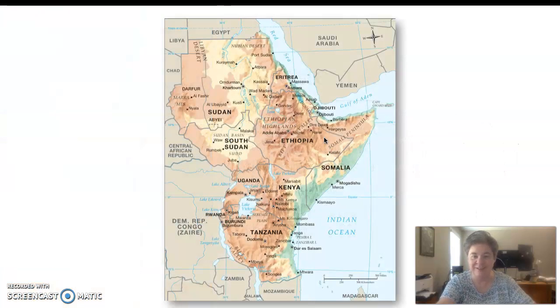Here's the map I was looking for. Oh, there's my cursor. All right, so the Great Rift Valley comes down right through the middle of the Red Sea, down through here.